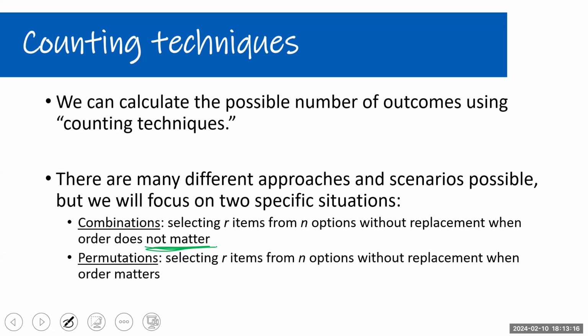In permutations, we're still sampling R items from that pool of N without replacement. That doesn't change. So I'm still taking my 5 cards out without putting them back. However, now my order matters. And we'll look at some examples as we define each of them in more detail.